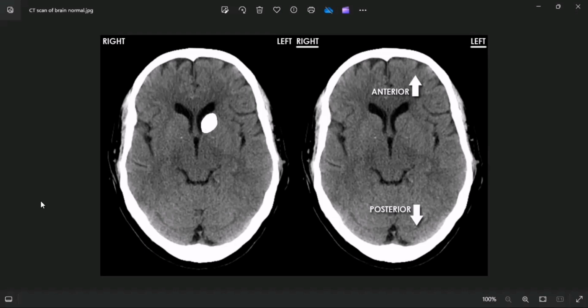If you are a structure which is blacker than, or less white than, the brain, you are said to be hypodense. So for example, the CSF is hypodense, isn't it? Because it is blacker. Do you see that? So the lateral ventricles, what we used to know is that they are hypodense. Are you following?